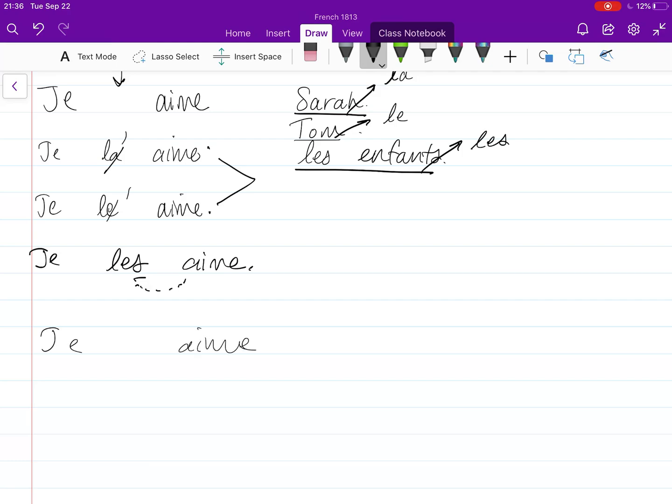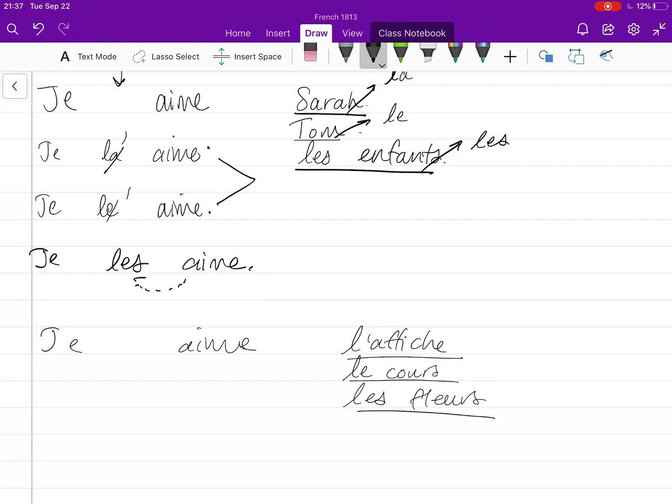maybe I had a feminine object, like, I like the poster. L'affiche is a feminine object. Or I like the class, le cours. Or maybe it's a plural thing. I like the flowers.